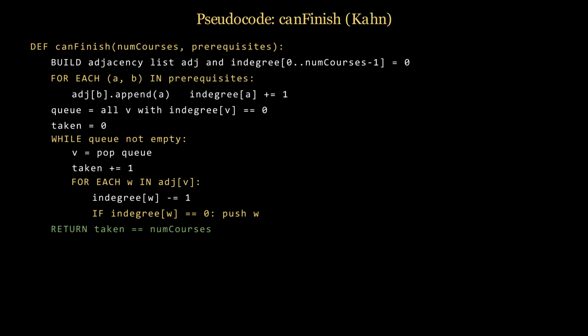Pseudocode for course schedule using Kahn's algorithm. Build the adjacency list and indegrees from prerequisite pairs, a, b points to a. Put every vertex with indegree 0 in a queue. While the queue is not empty, pop a course, increment taken, and lower indegree of neighbors. If a neighbor reaches indegree 0, enqueue it. At the end, return whether we took every course.